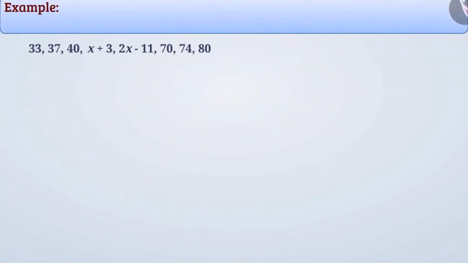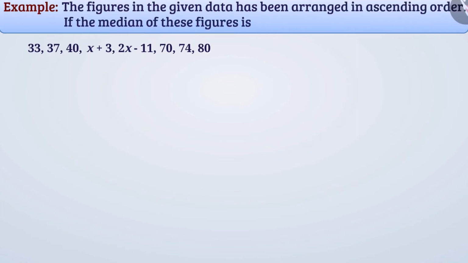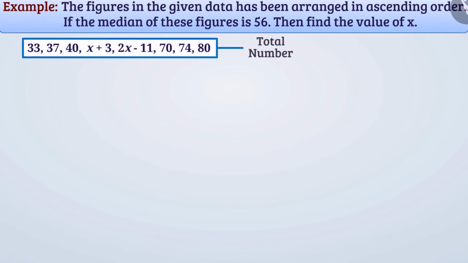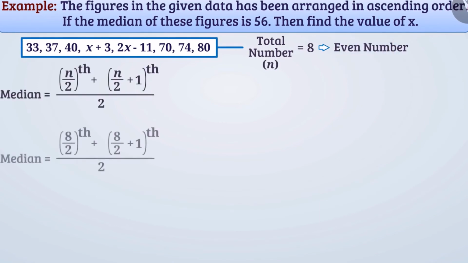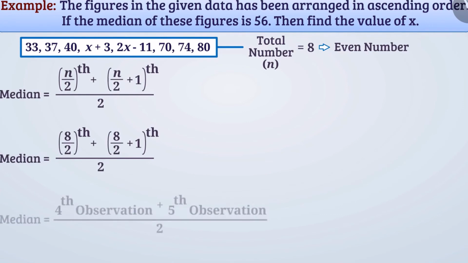Next example, the figures in the given data have been arranged in ascending order. If the median of these figures is 56, then find the value of x. The total number of observations in the data shown is 8. The number 8 is an even number. We know that if the number of observations n is an even number, then the median is the mean of the n by 2th and n by 2 plus 1th observations. Therefore, here the mean of the 4th and 5th observations is the median.